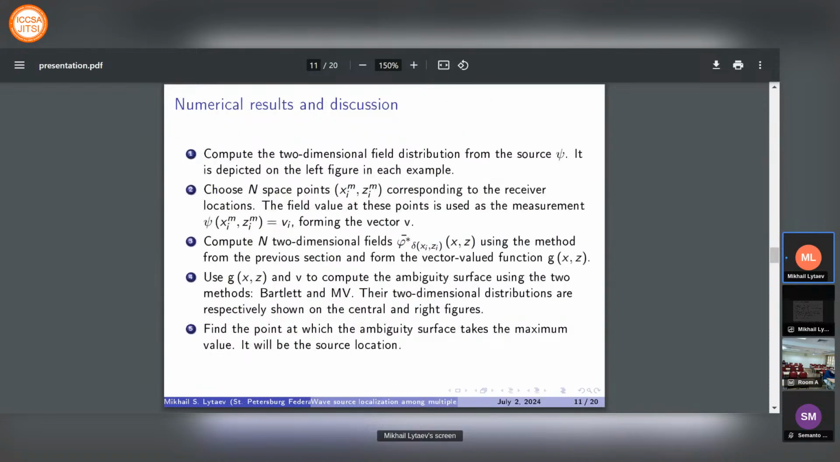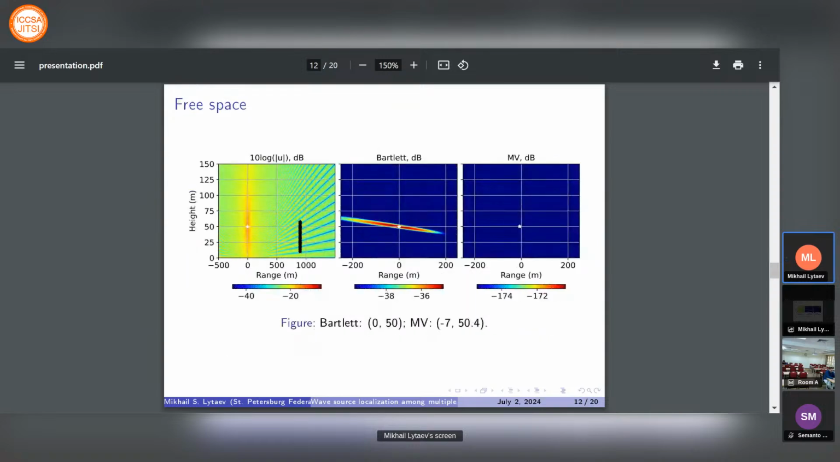So now let's move on to the numerical results. First, let's discuss the flow and the algorithm. Of course, it is quite difficult to collect real measurement data for such a model problem. So we use simulations. First, we compute the two-dimensional field distribution from the source. It is depicted on the left figure in each example.